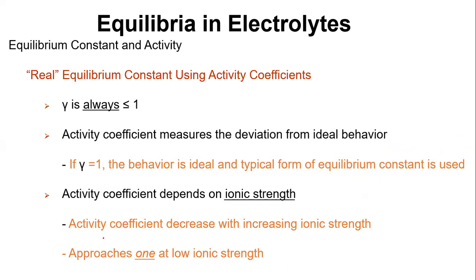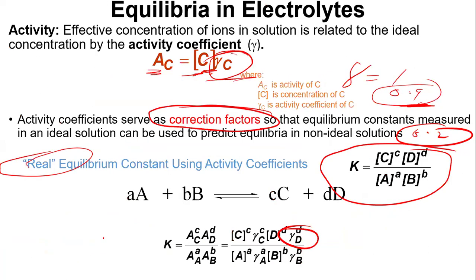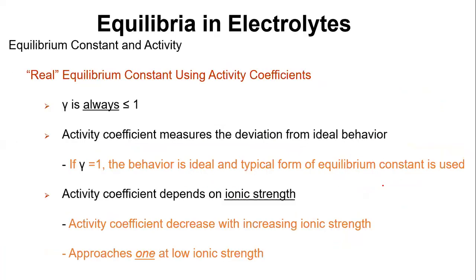Equilibria in electrolytes. The same thing. We are talking about equilibrium constant and activity, the real equilibrium constant using the activity coefficient. The activity coefficient is always less than or equal to 1. It is 1 when it's ideal. It is less than 1 when it's real. That is when the deviation starts, right? The activity coefficient measures the deviation from ideal behavior. We talked about that. If the activity coefficient is 1, the behavior is ideal and the typical form of the equilibrium constant is used. This is the typical form of the equilibrium constant, right?